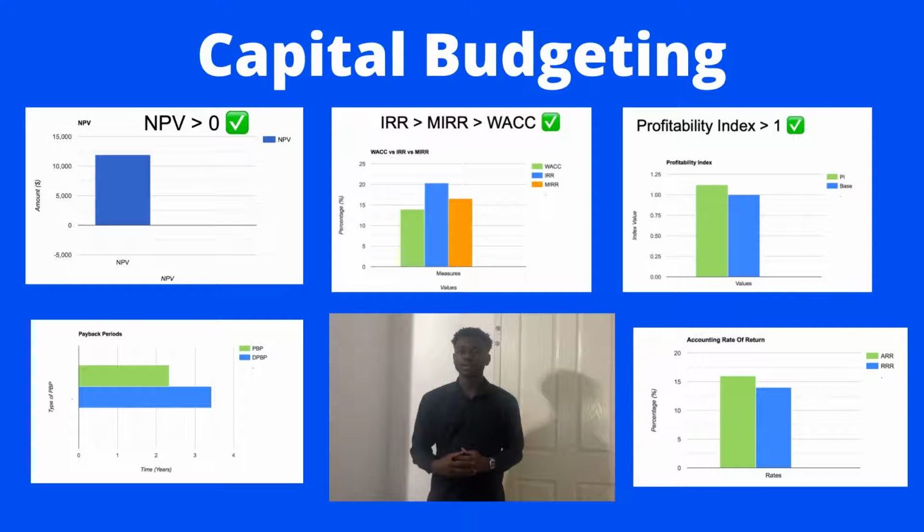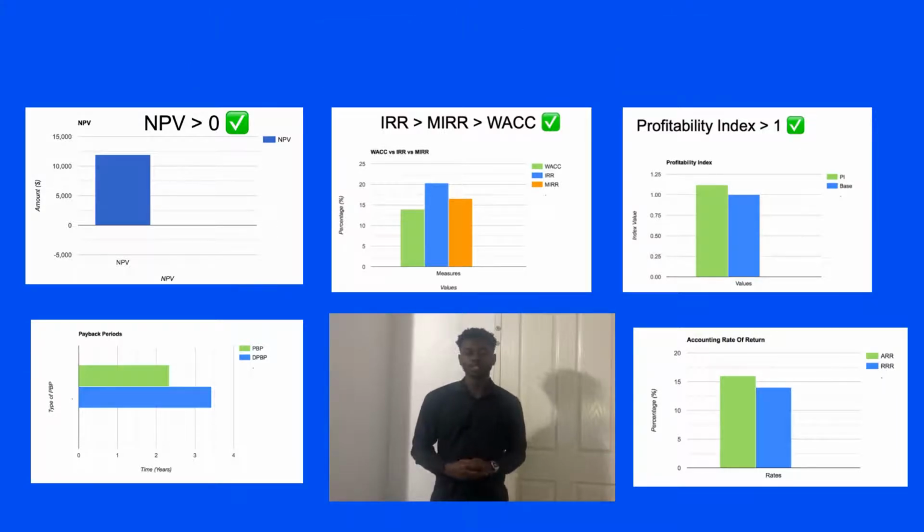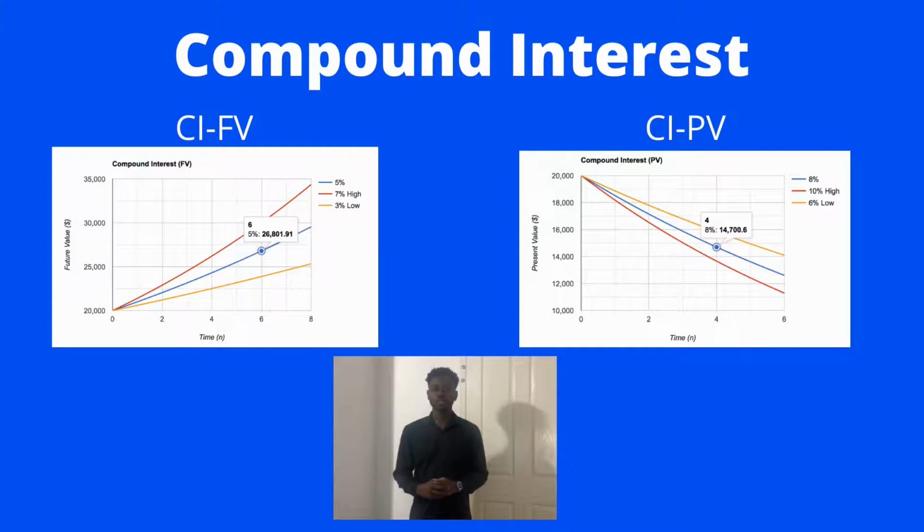Lastly, the accounting rate of return is compared to a required rate of return. A project can be accepted if the ARR is greater than the RRR. In this case, the ARR is 16%. Although there are some drawbacks, like not accounting for time value of money, these figures can help to make a decision. Now let's talk about compound interest.